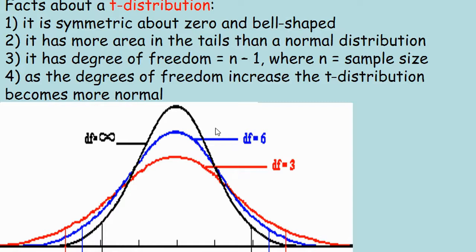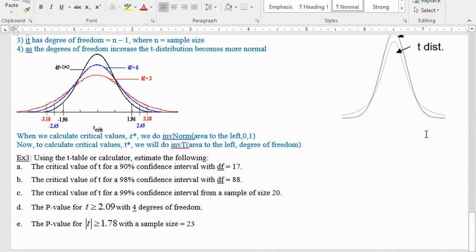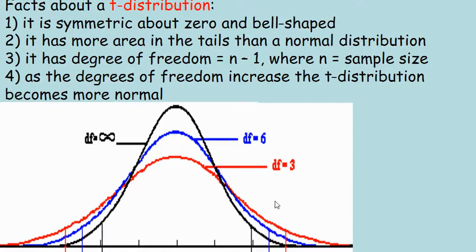As the degrees of freedom increase from 3 to 6 to 10 to 100 to 1,000 to infinity, the t-distribution becomes more and more exactly like a normal curve. So make sure you know that. As the degrees of freedom increase, the t-distribution becomes more and more like a normal distribution. So memorize the facts. They're on your notes. Okay, so now let's do the last example.